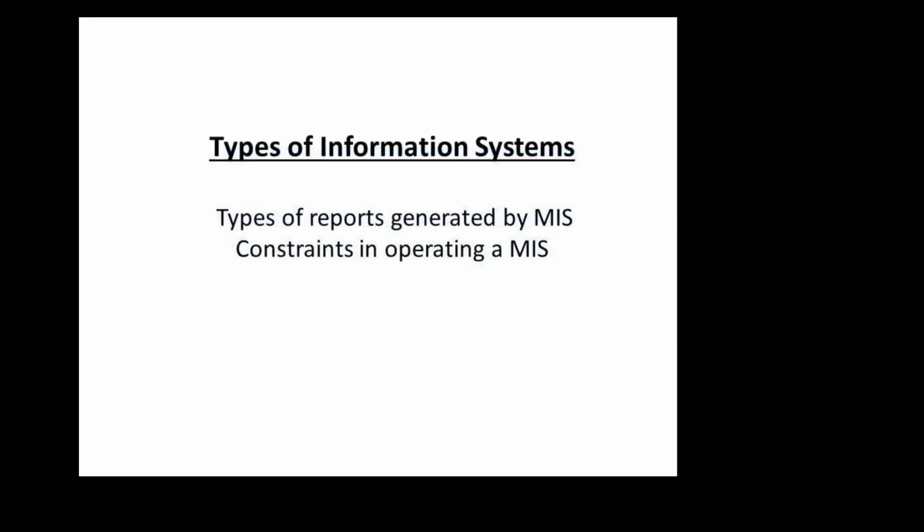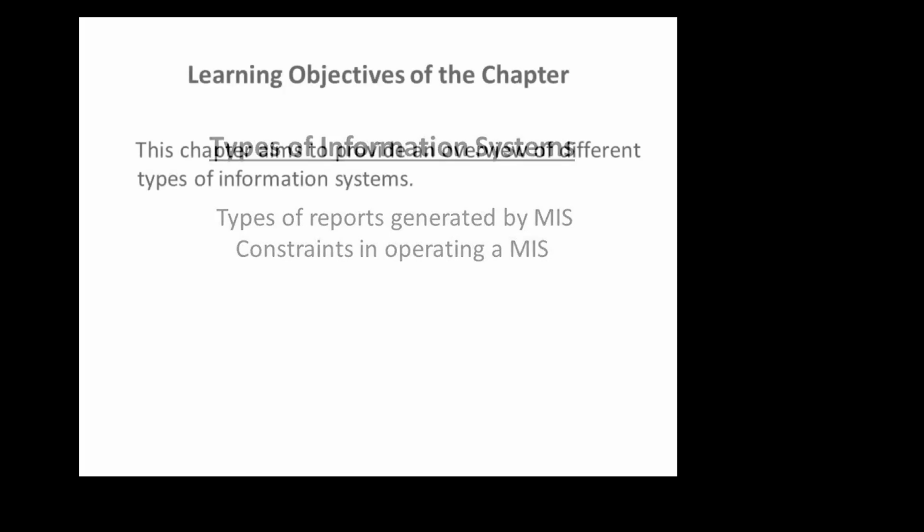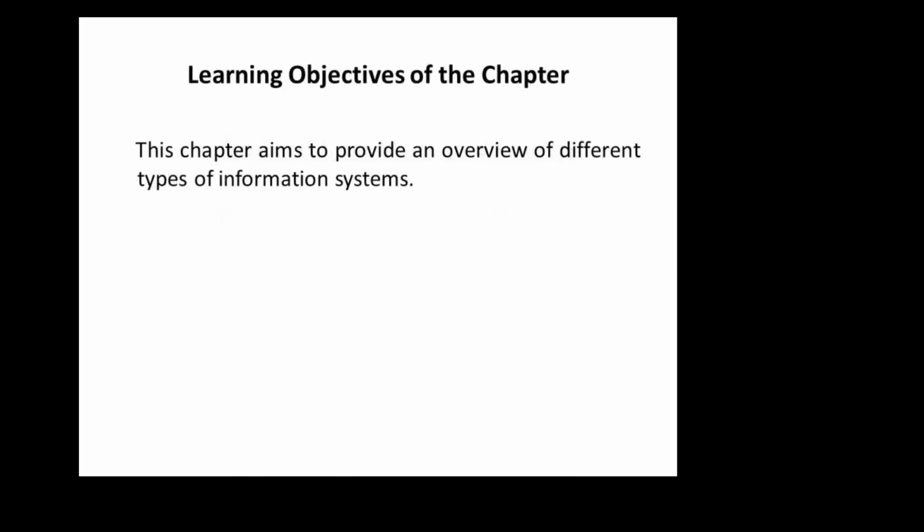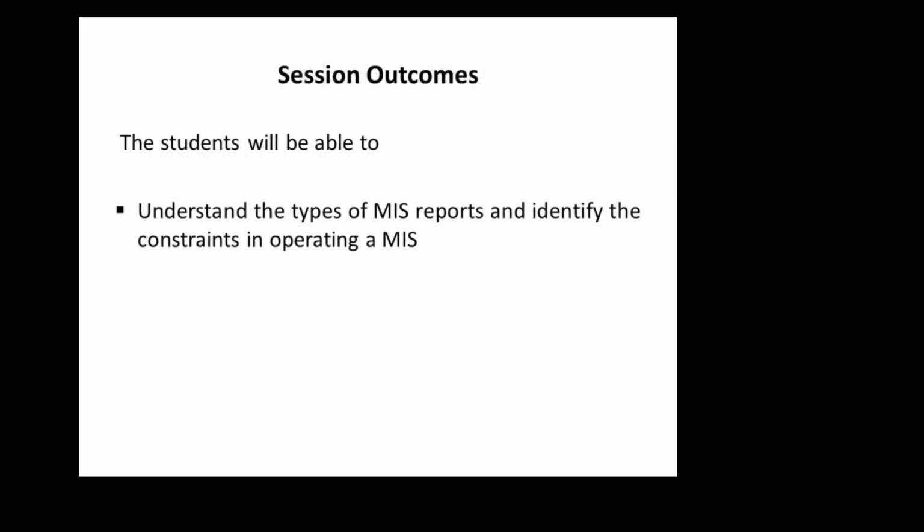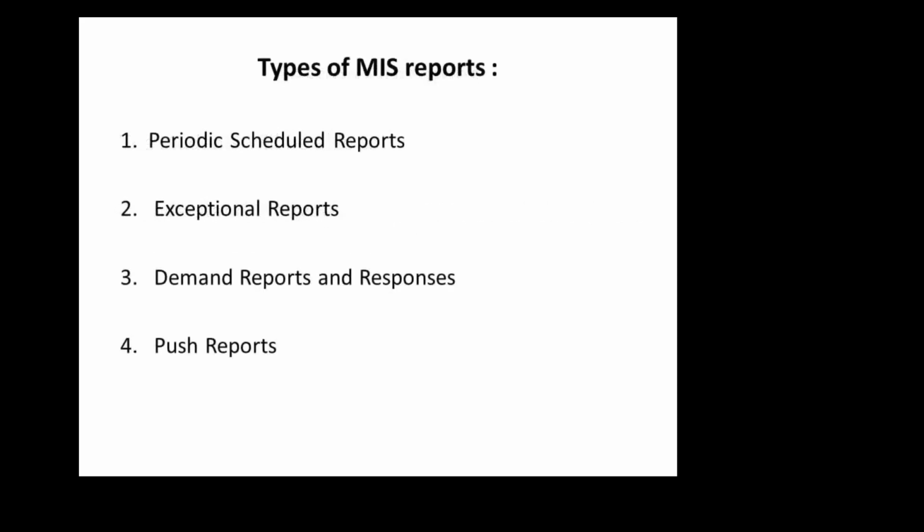In this session we are going to discuss the types of reports generated by MIS and the constraints in operating the MIS. The learning objective of the chapter is to provide an overview of different types of information systems. After the discussion in this session, the students will be able to understand different types of MIS reports and identify the constraints in operating an MIS.